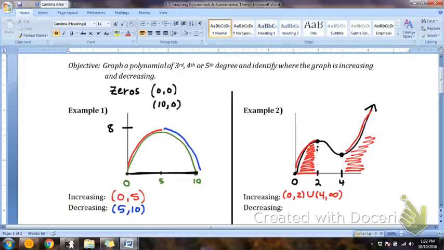Okay, now we want to know where we are decreasing. So we're decreasing from here to here in this section. If it would help you to color in like this, that's fine, to know where you're going on the x-axis. So where are we decreasing? Good, from 2 to 4. Excellent.